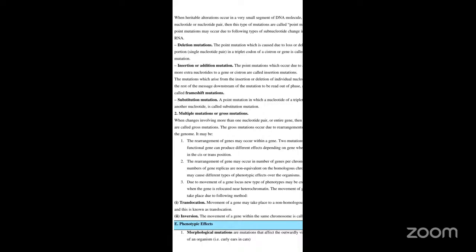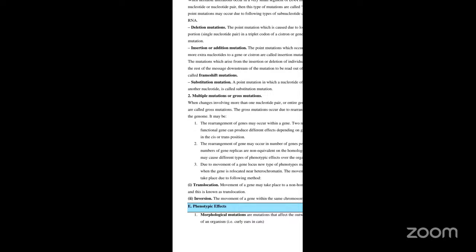Then the second one is multiple mutations or gross mutations. When the changes occur in more than one nucleotide pair, or for example an entire gene, such mutations you call gross mutations. In point mutations it involved only a small segment.